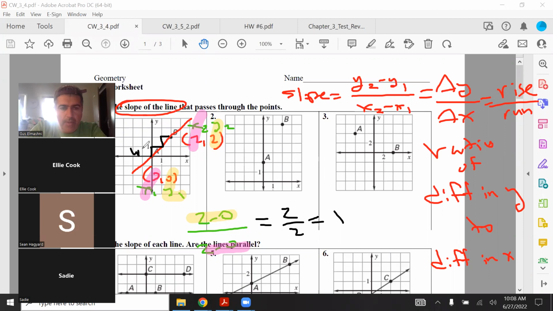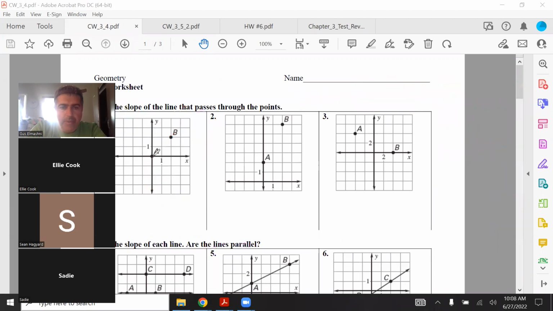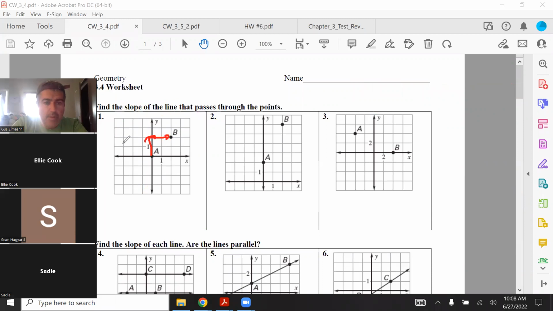So up 1, right 1. Or you go things like this, like, hey, I'm going up 2, right 2, up 2, right 2. So you can think of a lot of different ways. Whatever way helps you, I don't really care. Just want to make sure you get it. So the slope here is just going to be 1, because you're doing 2 over 2, which is 1. So let's look at this one now.